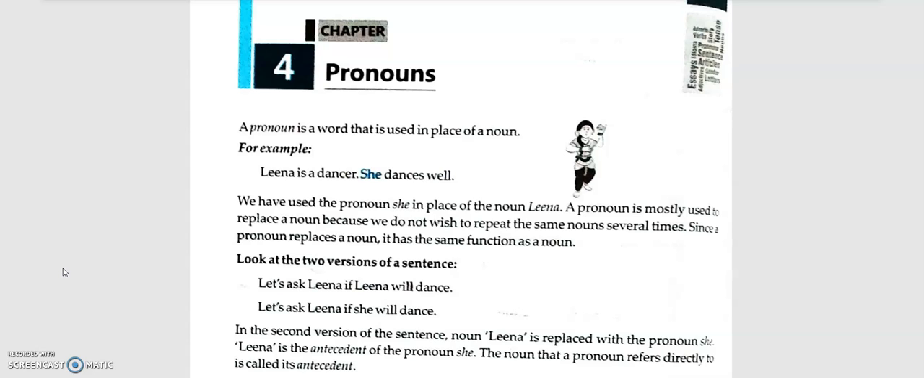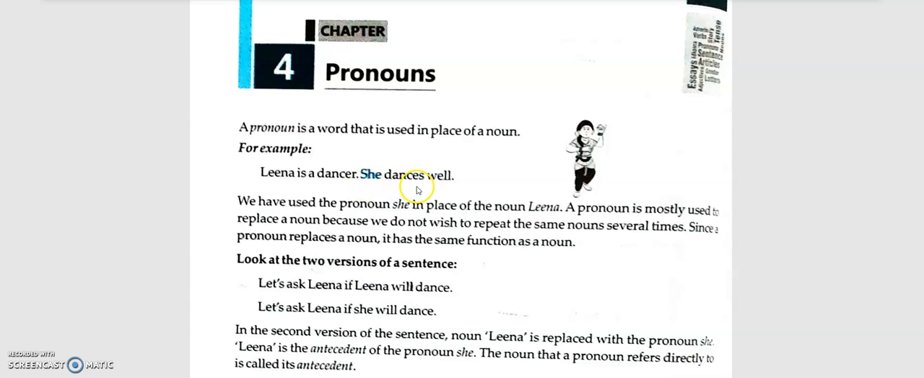Now, a pronoun is a word that is used in place of a noun. We all know what a noun is. A noun is a name of a place, of a person, of an animal or thing. Now, when we use a word in place of this noun, it is called a pronoun. For example, Lina is a dancer. She dances well. Now, for instance, if we had a sentence like Lina is a dancer, Lina dances well.